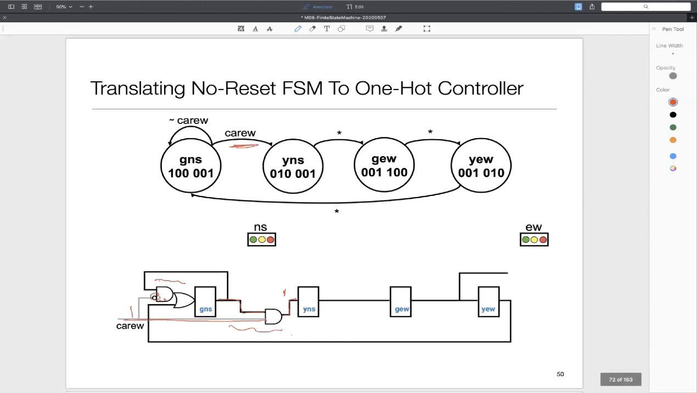I argue that this logic out here and this logic out here together are implementing what we are seeing out here. You can almost do a translation just by looking at it. I started out with 1, 0, 0, 0. And if car east-west is 1, then I want to move to 0, 1, 0, 0. And if car east-west was 0, then I want to stay in the same state.